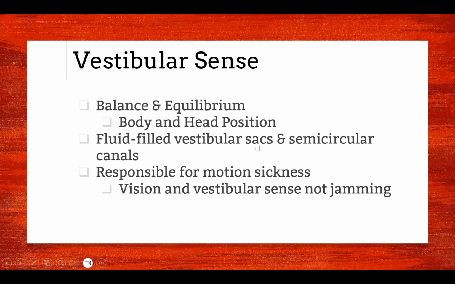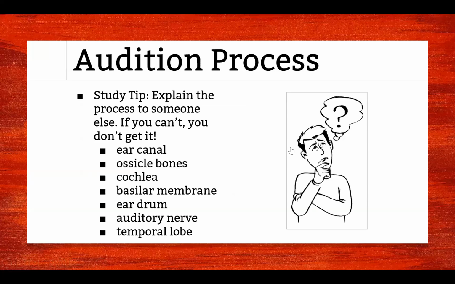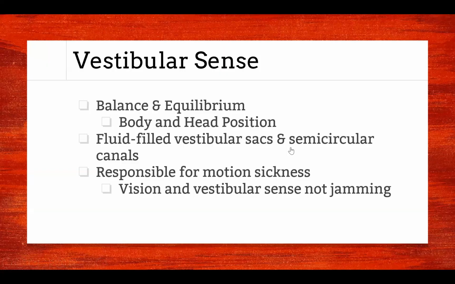Now, our vestibular sense comes from our inner ear. Our vestibular sense is our balance and equilibrium, so like our body and head position. It comes from the fluid-filled sacs in the ear, and is responsible for motion sickness. So if you are on a boat or a roller coaster and you get off and you're a little dizzy or off your balance, it's because your vestibular sense in the liquid in your semicircular canals has been disturbed.